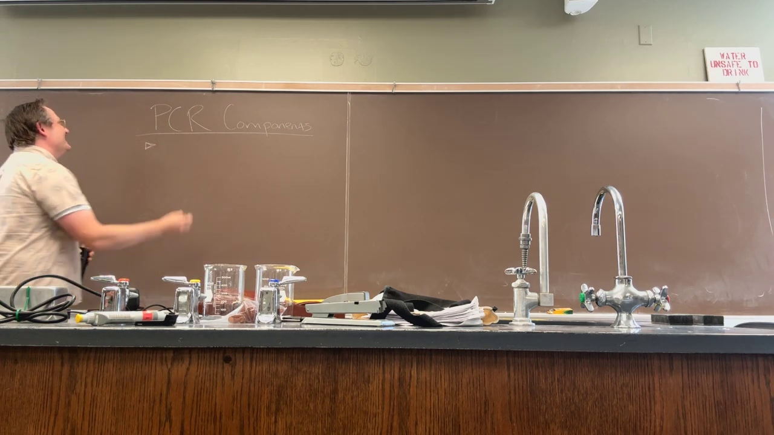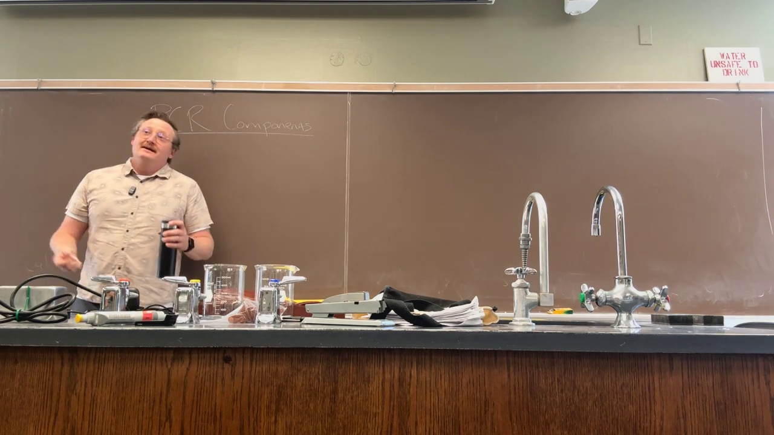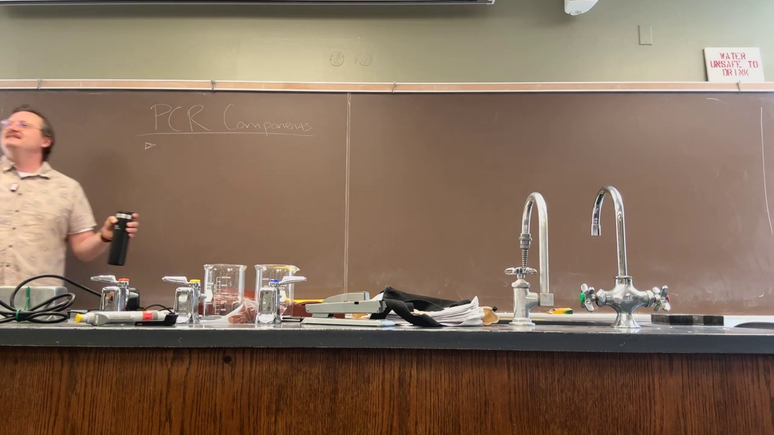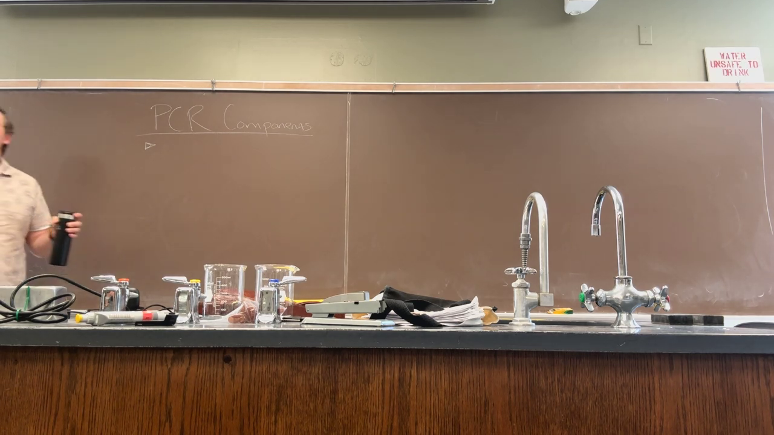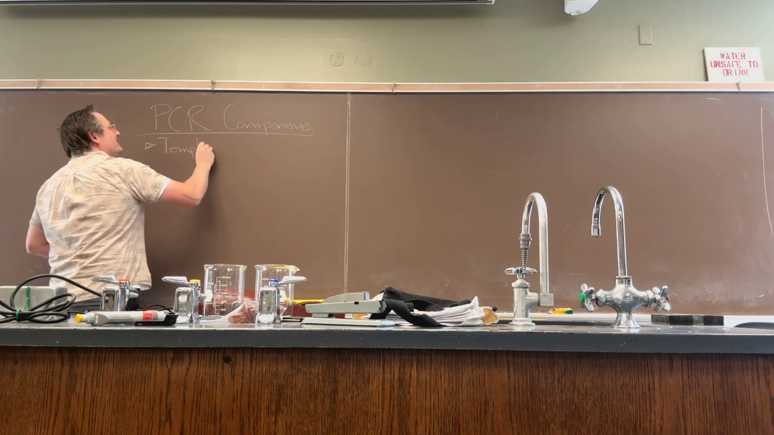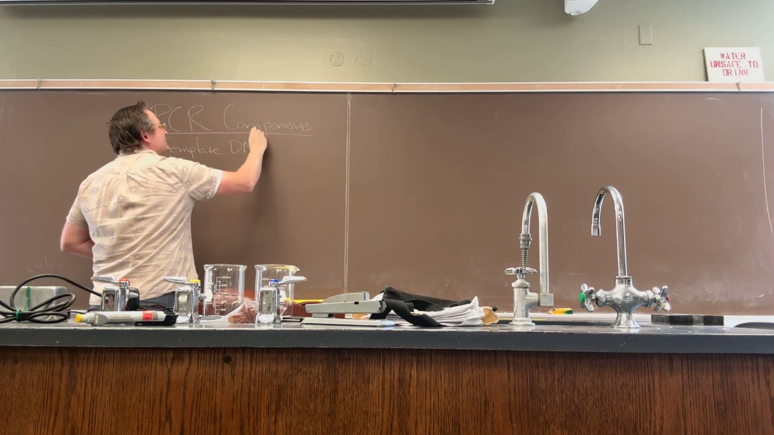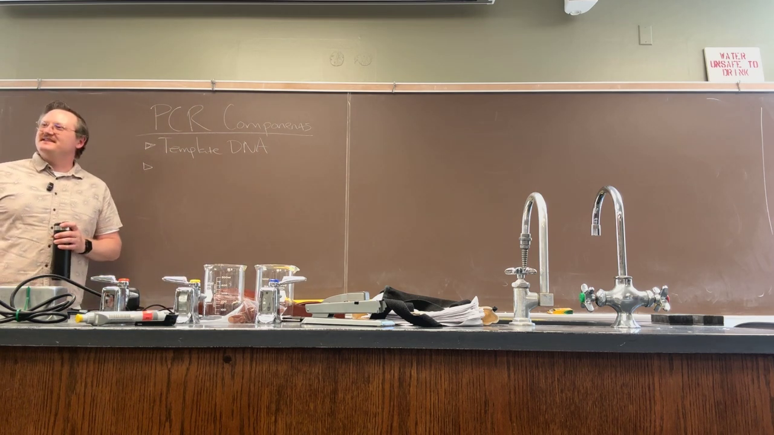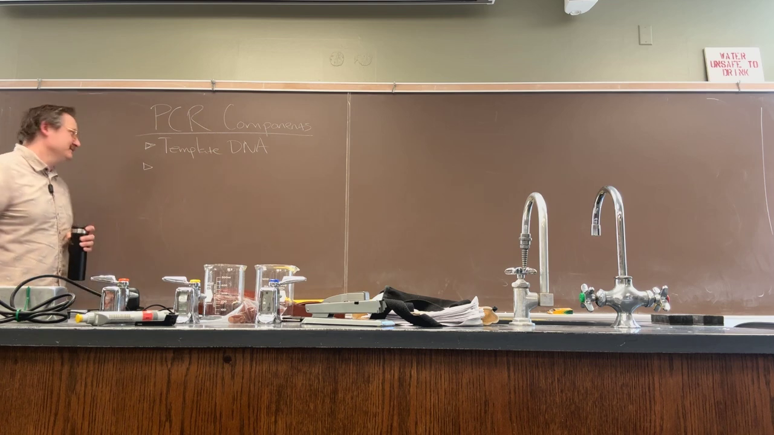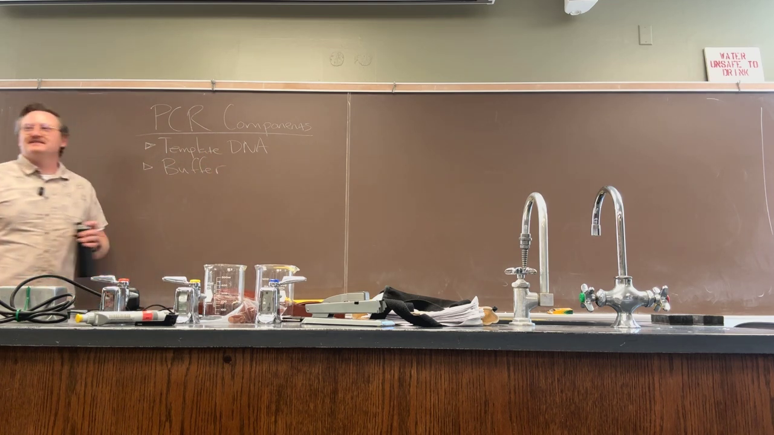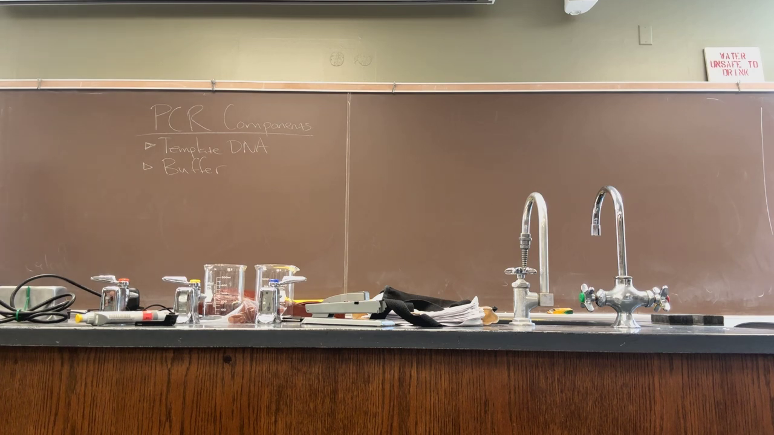PCR components. What do we need in a PCR reaction? Let's do a little bit of it together. Throw out something that we need in a PCR tube. That'd be great, yeah. We call it template DNA, the DNA that's going to be amplified. Anybody got something else that you'd put in that PCR tube? Buffer. Absolutely. Buffer is going to maintain ideal conditions for the reaction.